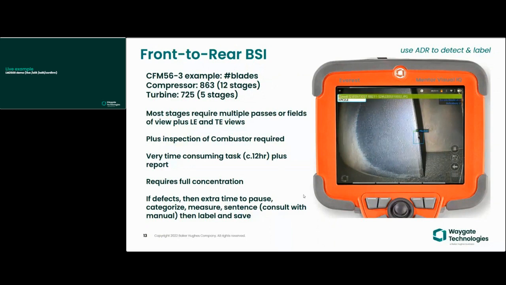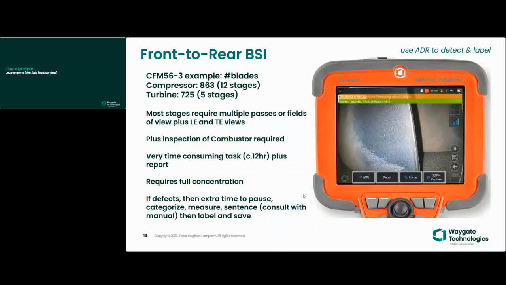So as an example, whilst doing a front-to-rear inspection, you can have a defect recognition analytic that's trained on the engine type that you're inspecting, which we now have available on the boroscope, to enable you, once you find a defect, to rapidly detect and label that image before you carry on with your inspection. Let me just play that whilst I continue talking.